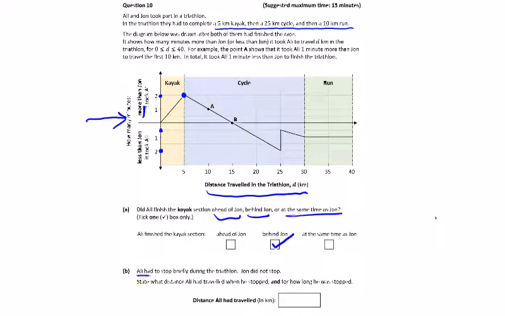So just read this again. Ali had to stop briefly during the triathlon. John did not stop. State what distance Ali travelled when he stopped. Well, if he stopped, it's clearly at this point. If he stopped, he didn't travel any distance. I'm going to write 0 kilometers here. And for how long he was stopped, we can see it was 3 boxes, which is 1.5 minutes or 90 seconds. And this is the box that was given, so it says in minutes, so 1.5 minutes.